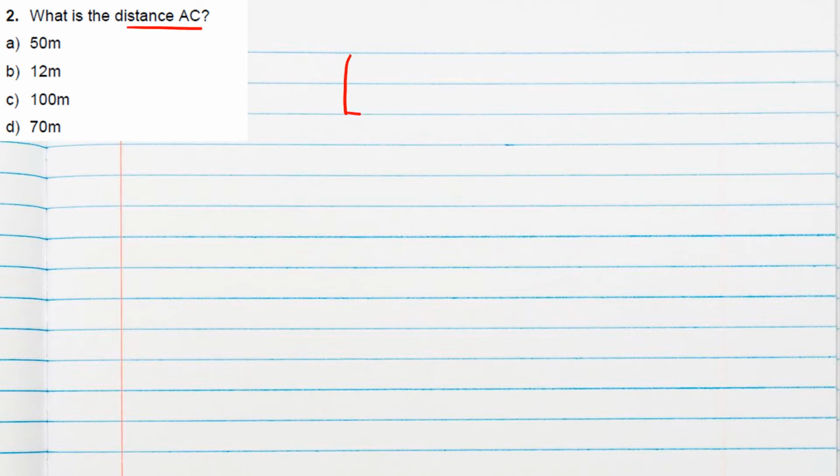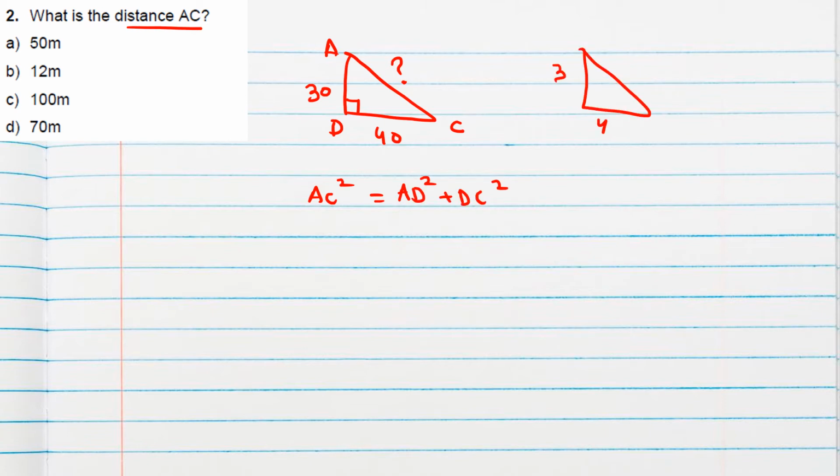Now here, AD length is 30 given, D is a right angle, DC length is 40 given. So AC length we should find. So the Pythagoras theorem we will use here. Anyway, we know 3, 4, 5. These three numbers are a Pythagorean triplet, isn't it? So if 3 and 4 are given, we can say the hypotenuse will be 5. So if 30 and 40 are given, the hypotenuse will be 50. So 50 can be the correct answer, but we'll verify here.